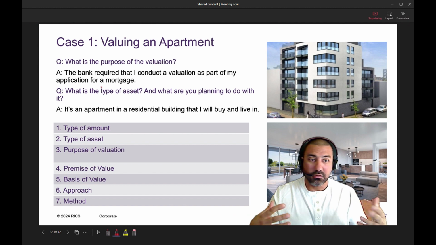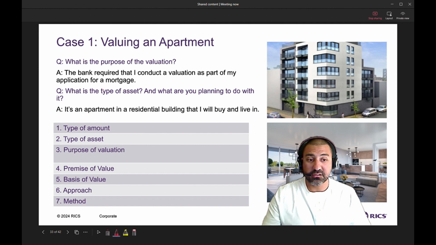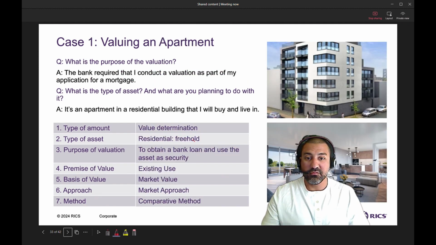So, here's an example, a case study. You'll be asking the question to the client, what is the purpose of the valuation? And the client responds and says, the bank required that I conduct a valuation as part of my application for a mortgage. And you ask him, okay, what's the type of asset and what are you planning to do with it? He says, it's an apartment in a residential building that I will buy and live in. Therefore, automatically, as an experienced and seasoned valuer, you understand that you're doing a value determination, not a cost, not a price, not a worth.